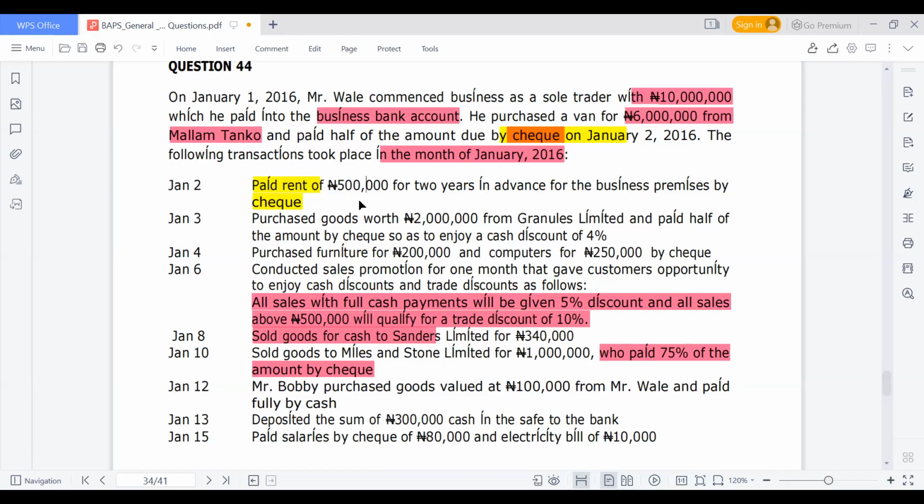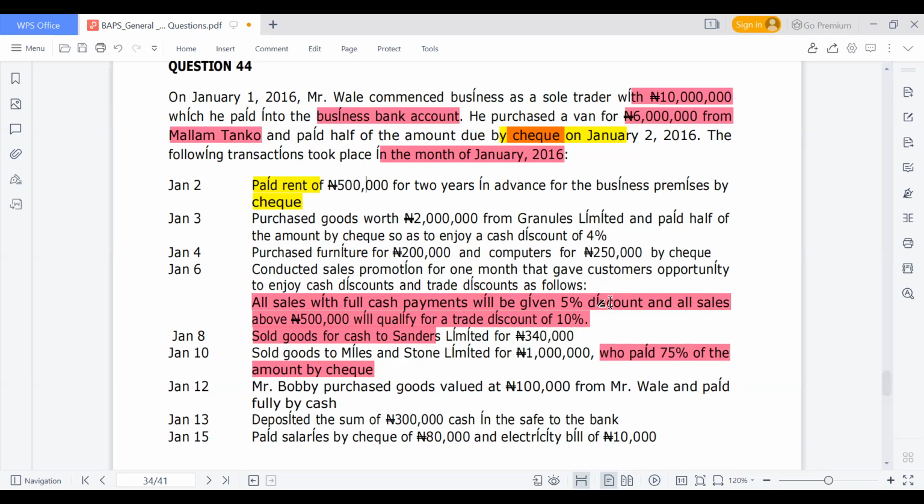On 3rd, purchase goods worth 2 million naira from Granules Limited, and paid half of the amount by check so as to enjoy a cash discount of 4%.